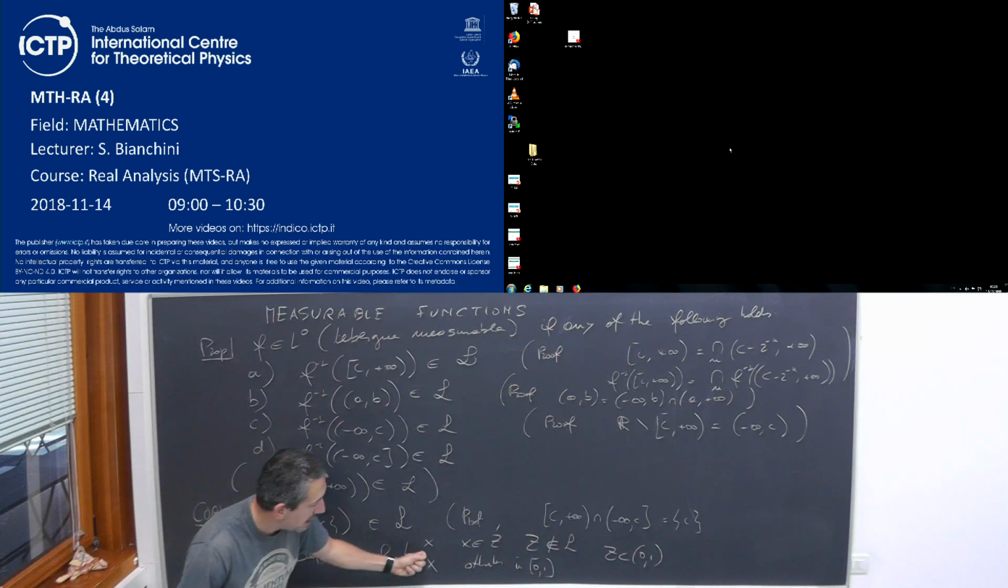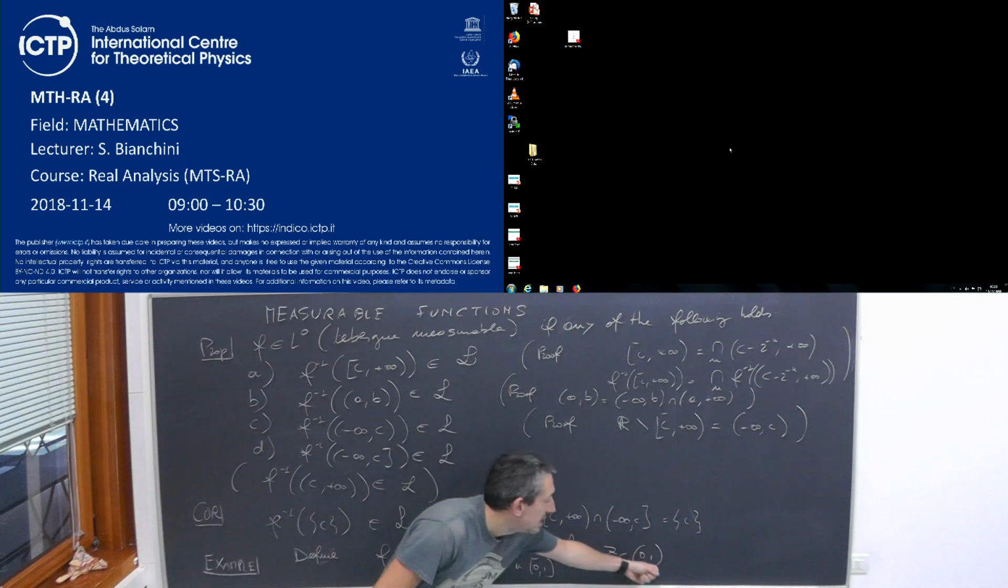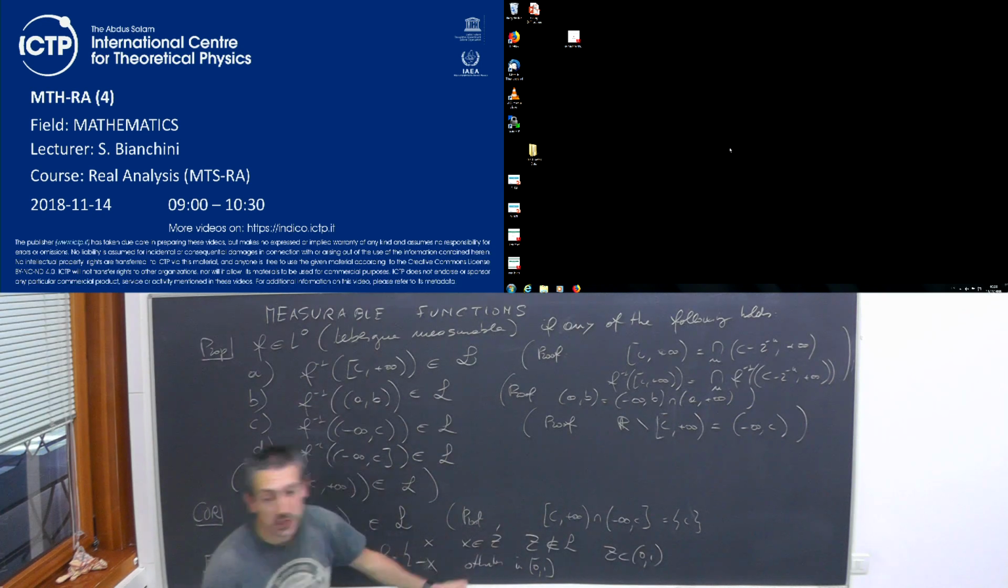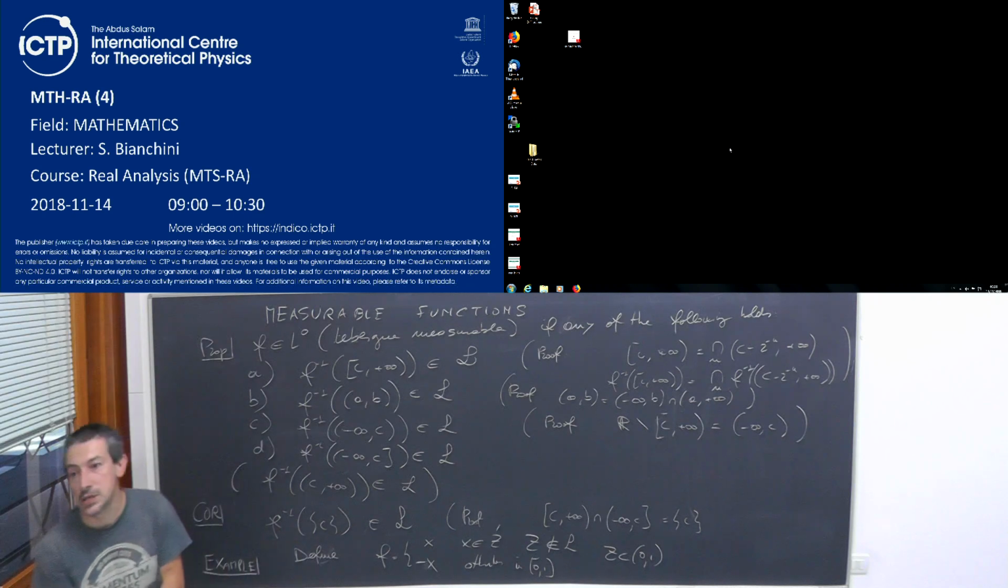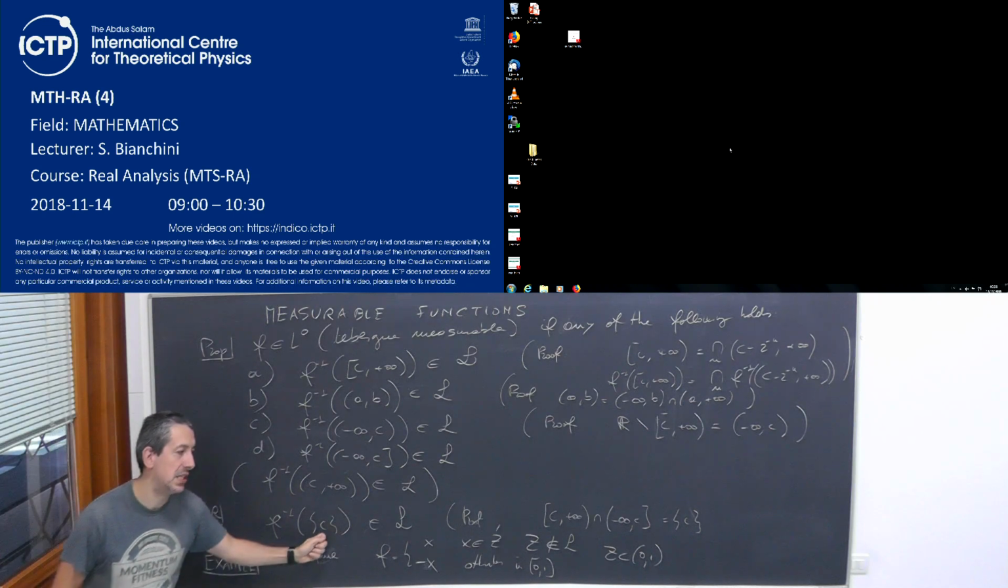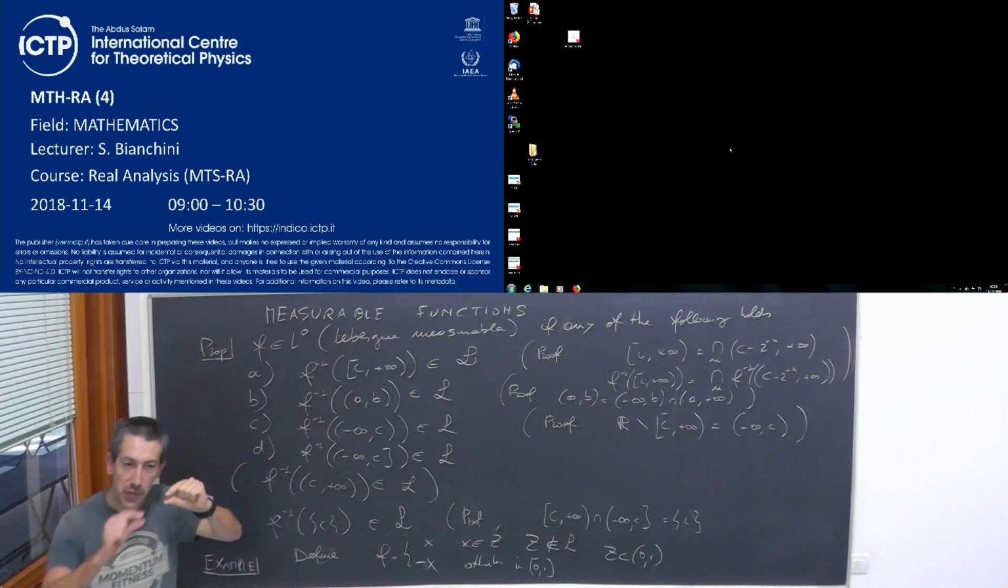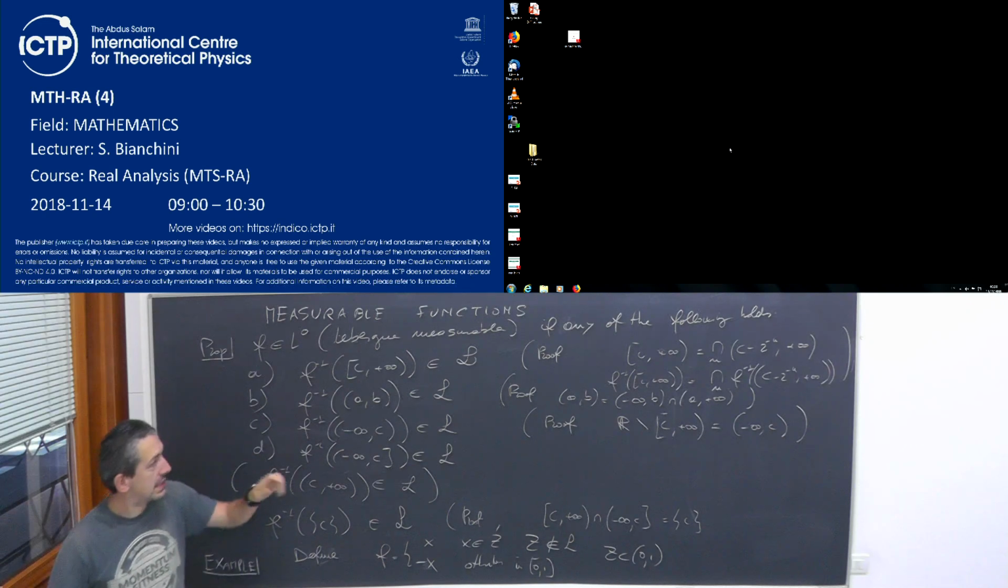However, the counter image of the set 0, 1 is Z, which is not measurable. You cannot deduce measurability by just looking at one point. If you remember, for the integral, indeed, you need a stripe. And the stripe is here.